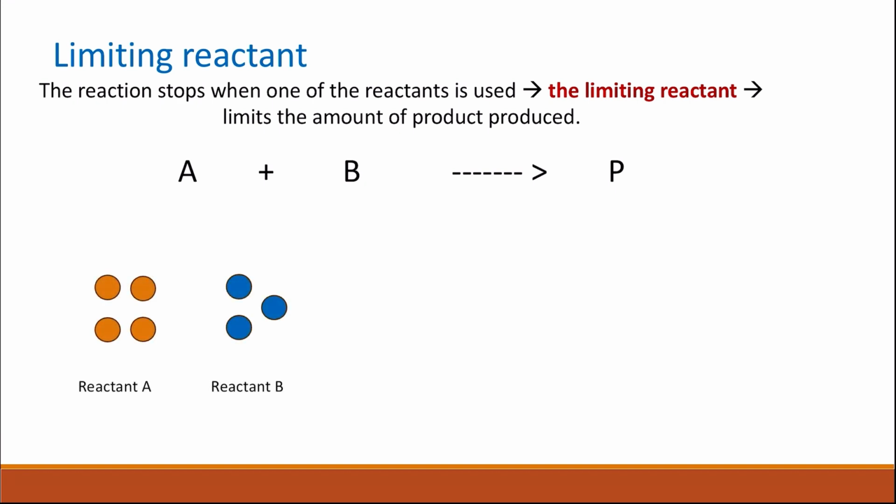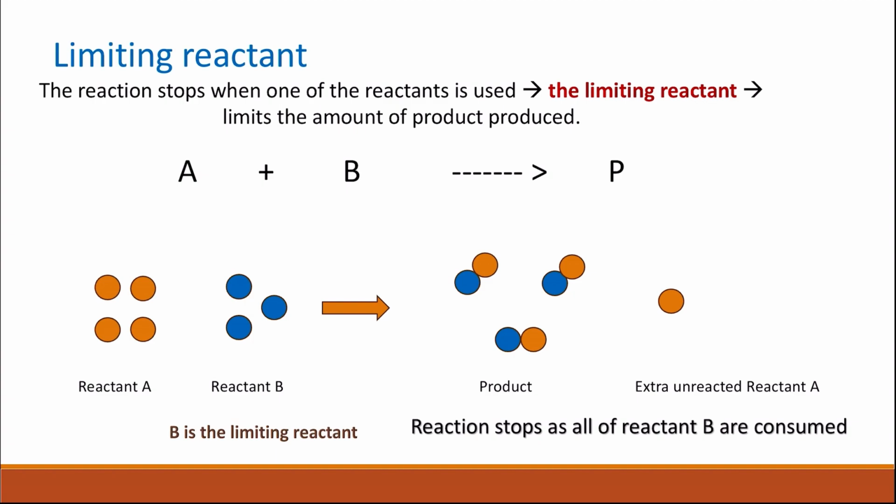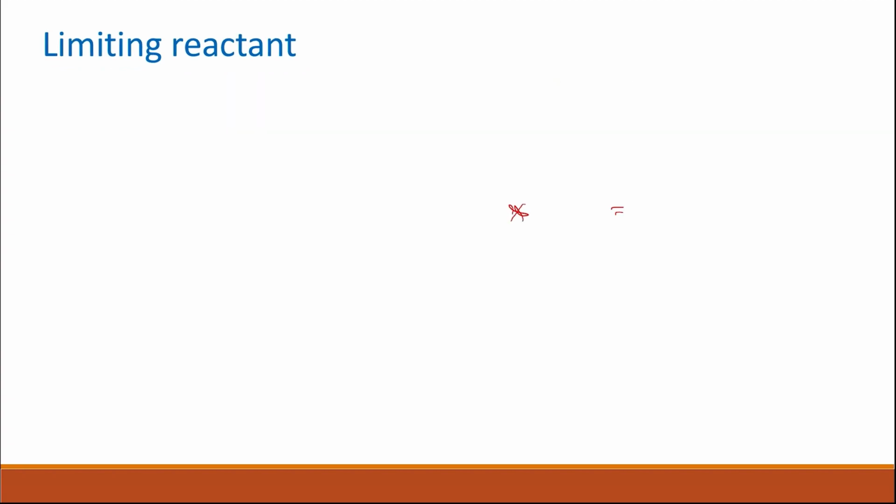If you have 4 moles of A and 3 moles of B, then when the reaction is complete, you're going to find that only 3 moles of P have been produced, and 1 extra mole of A will remain. So the reaction will stop when all the reactant B has been consumed. So B now is the limiting reactant.